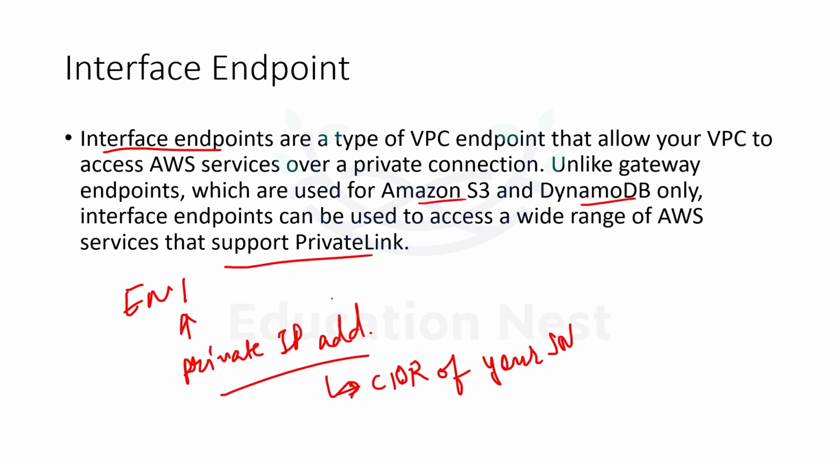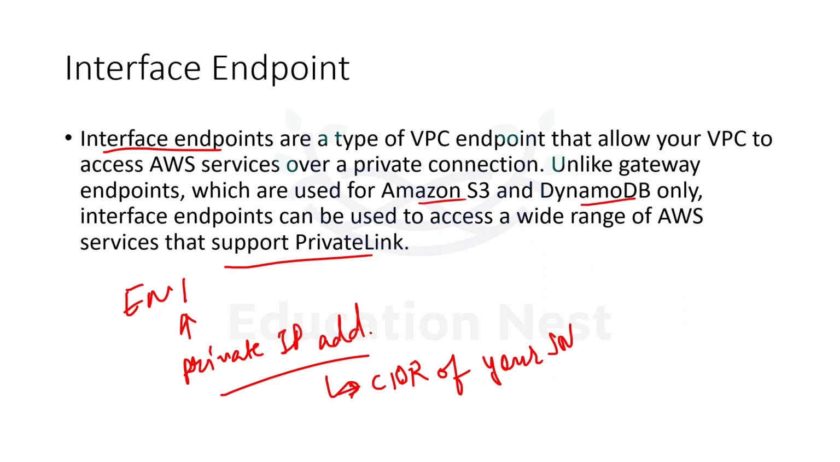To access the service over the interface endpoint, your VPC route table must include a route to the destination IP range of the service through the interface endpoint ENI. Once this route is in place, your VPC can communicate with the service over the private connection provided by the interface endpoint. Right, so this is about the interface endpoint. We will also see how it looks on the diagram and on the whiteboard.